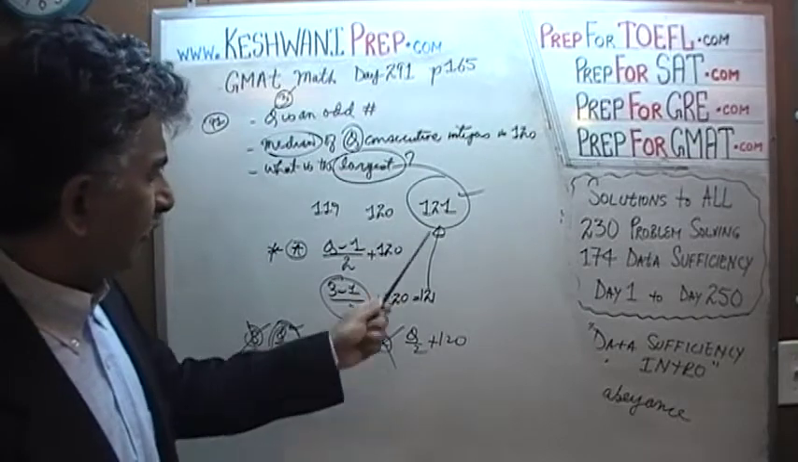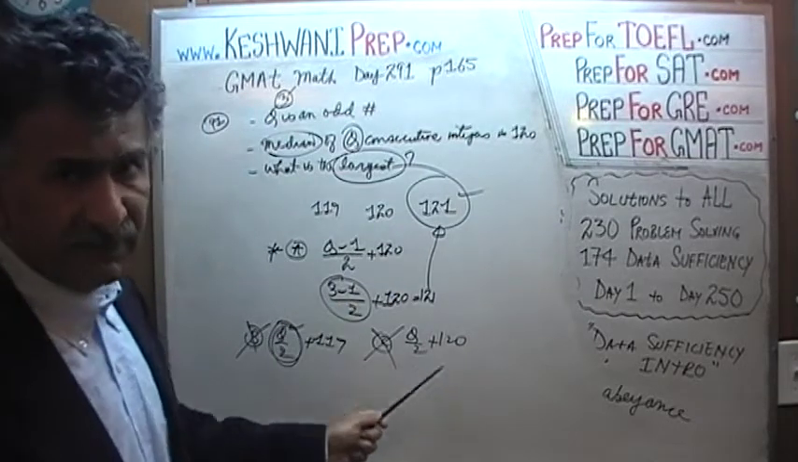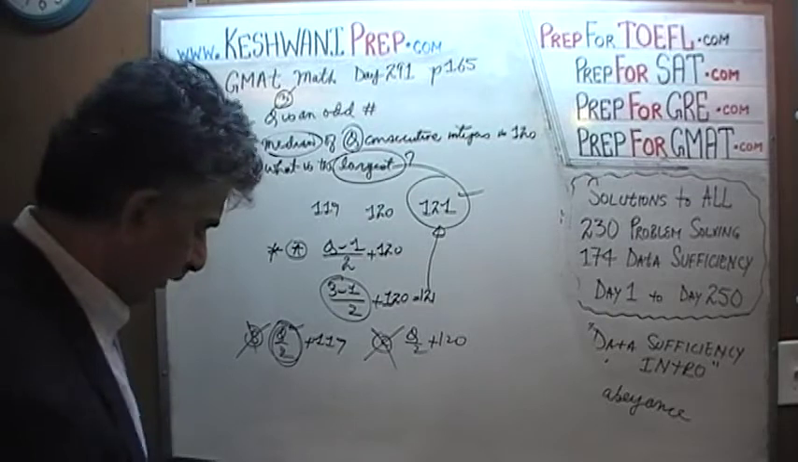Before we worry about whether or not this quantity is 121, we have to first make sure that it's at least an integer. It's not even an integer. Let's look at D. I'm explaining way too much.